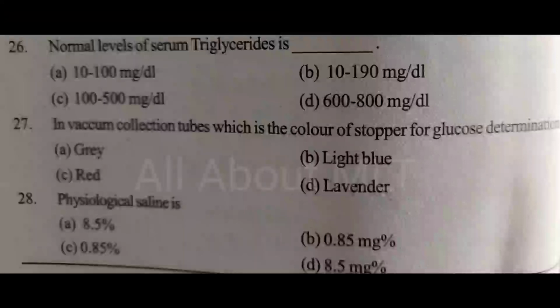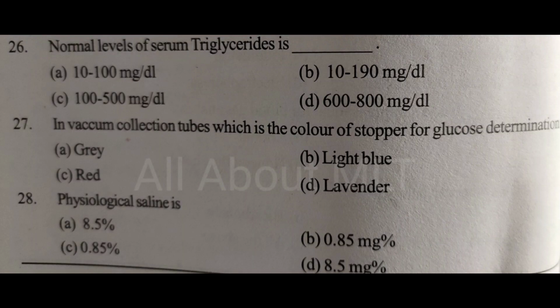Normal levels of serum triglycerides is dash. Option A, 10 to 100 mg per dL. Option B, 10 to 190 mg per dL. Option C, 100 to 500 mg per dL. Option D, 600 to 800 mg per dL. Answer is option B, 10 to 190 mg per dL.